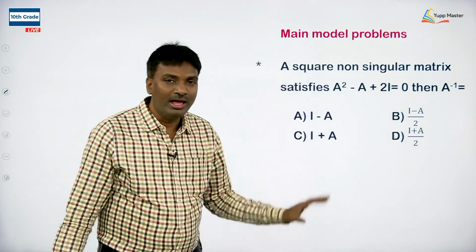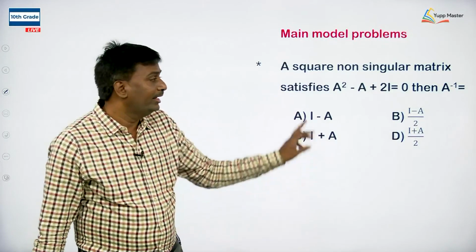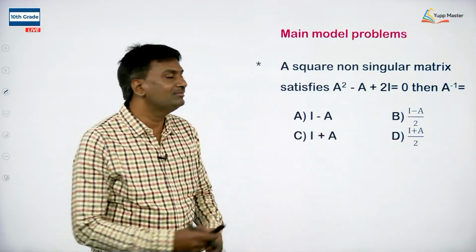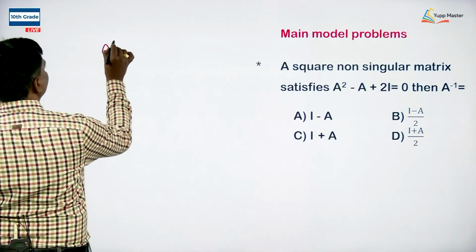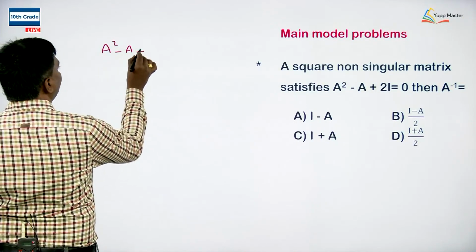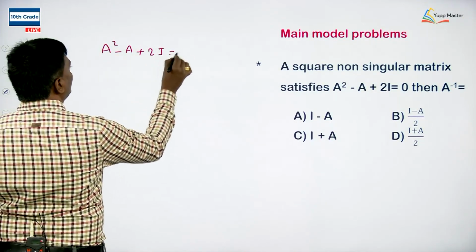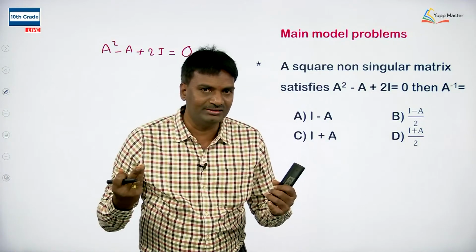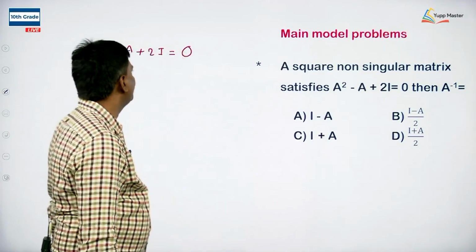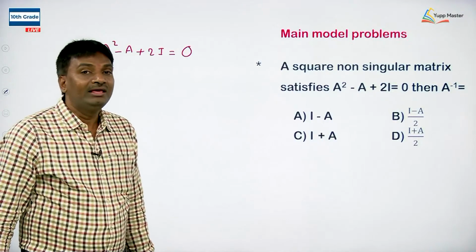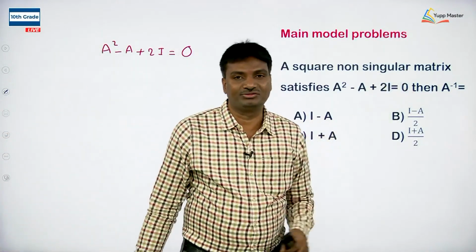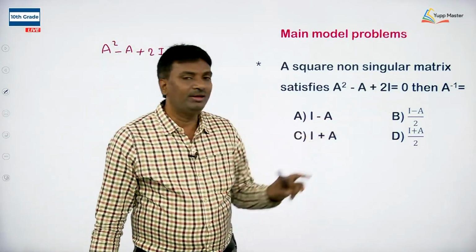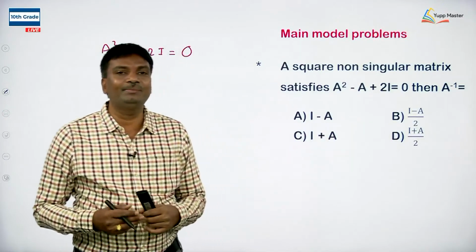Simple. But here the matrix A is not given. Here we have the matrix equation A square minus A plus 2I equal to O, where O is the null matrix and I is the identity matrix. Here we have to get A inverse. A inverse may be any one of these four options: I minus A by 2, I plus A, or option D, I plus A by 2.